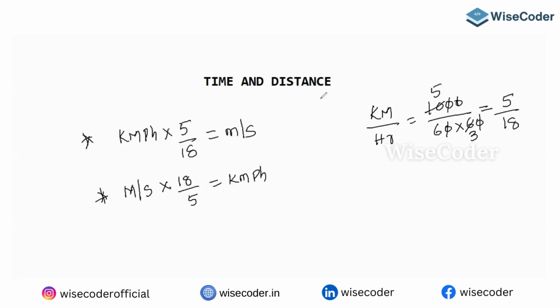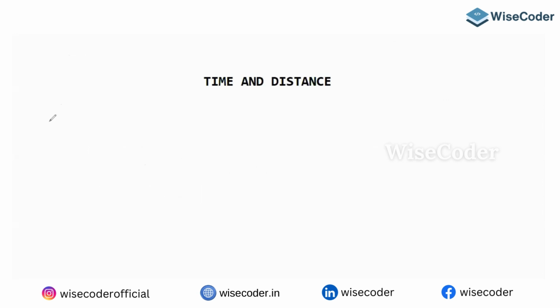So let me convert the things. Okay, 72 kilometer per hour, convert them into meter per second. How are you going to do this?